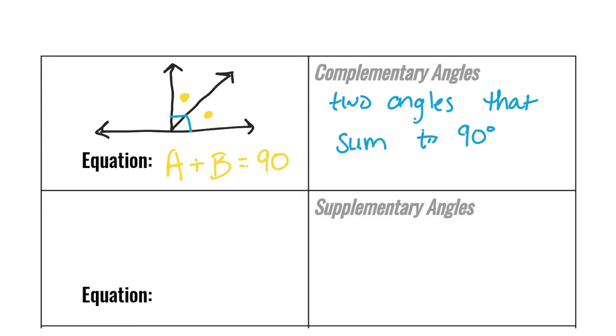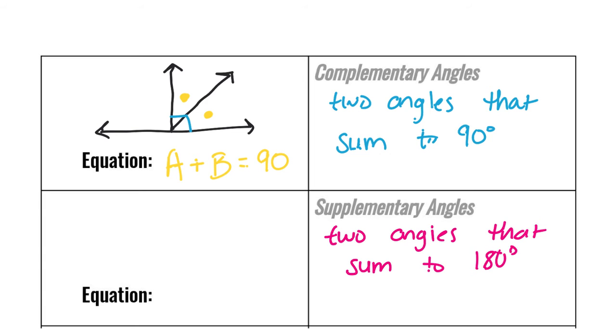When I have supplementary angles instead of complementary angles, I have 2 angles that sum to 180 degrees. So my picture looks something like this, and I will have this angle and this angle together sum to equal 180.